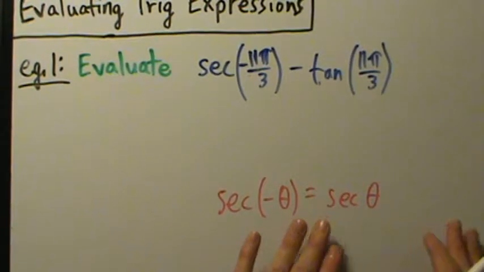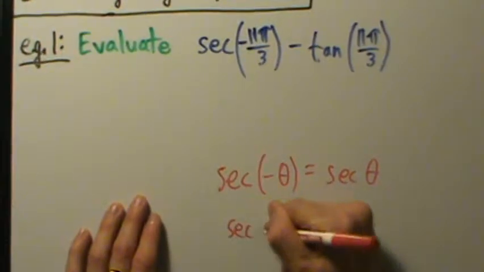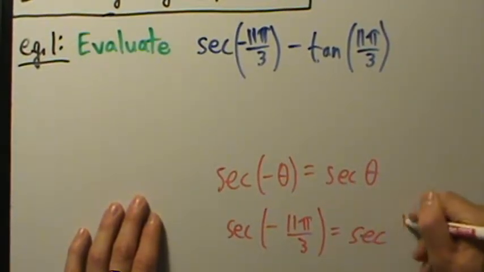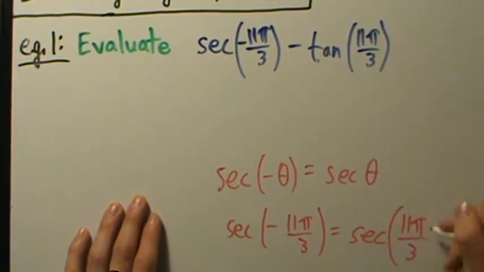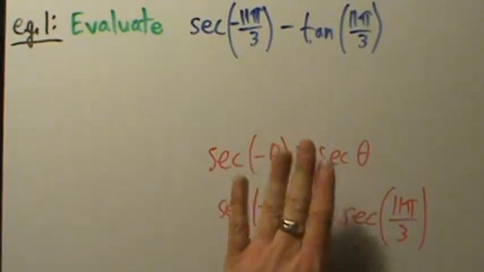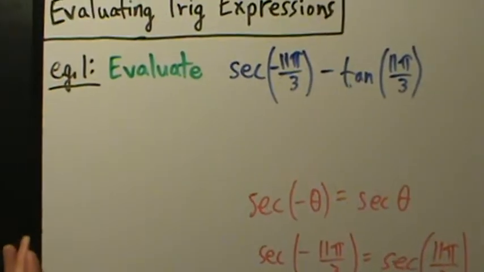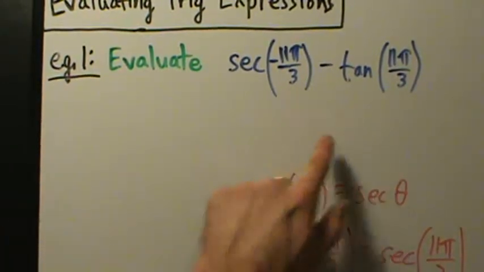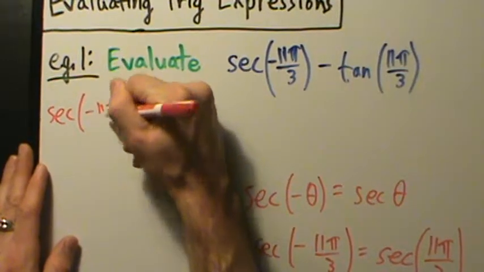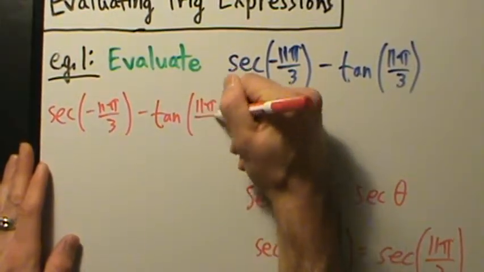We talked a lot about that in earlier videos. So specifically here, secant of negative 11 pi over 3 is the same thing as secant of 11 pi over 3. That's really great because now we can just forget about that minus sign. Even functions are really nice like that. So let's go ahead and work with that. Secant of negative 11 pi over 3 minus tangent of 11 pi over 3.